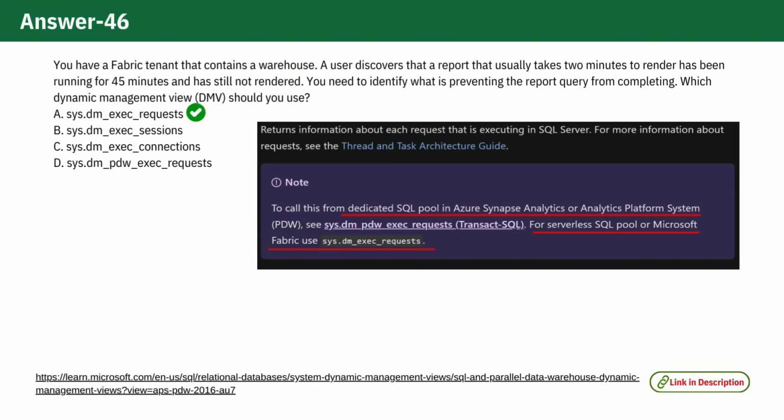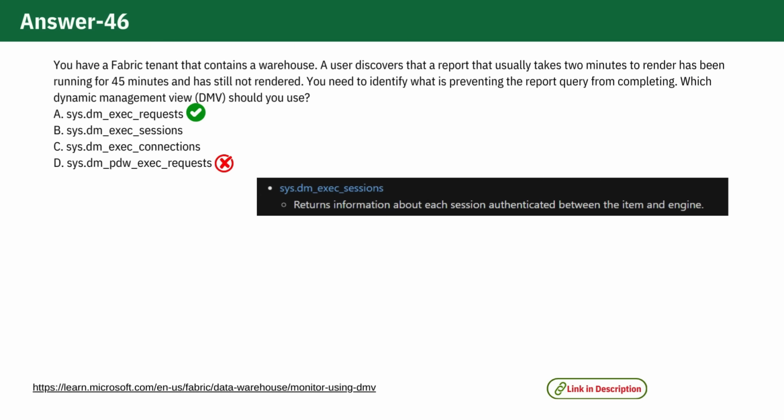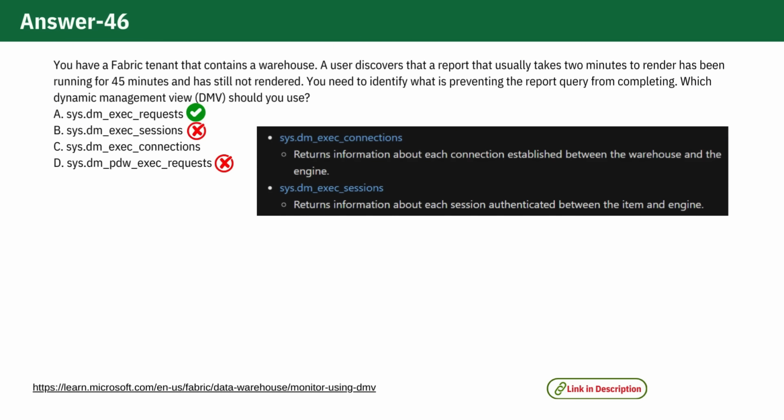Let's briefly look at the other options. Option B, sys.dm_exec_sessions. It offers information on user sessions, which doesn't directly help identify why a specific query is stalled. Option C, sys.dm_exec_connections. This DMV provides details on each connection to the server, useful but not specific enough for our needs today.